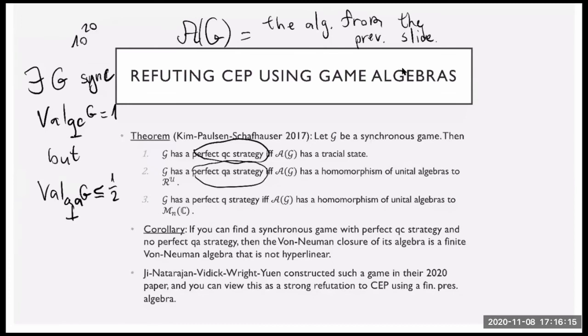But this game, you can follow their paper, you can potentially write down this representation, and then this algebra has a tracial state. You take the GNS representation of this tracial state, you take the von Neumann closure of this GNS representation, you get a finite von Neumann algebra, and this finite von Neumann algebra, not only is it not embeddable in R^U, it has no homomorphisms into R^U. It's a strong refutation of Connes' embedding problem, okay?